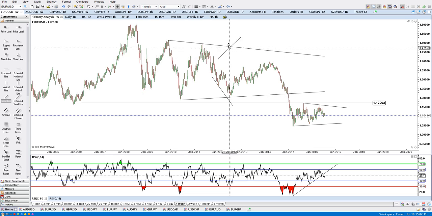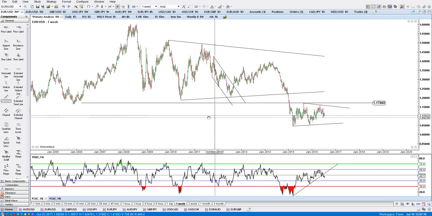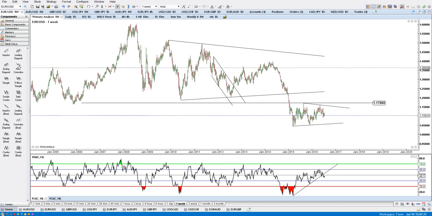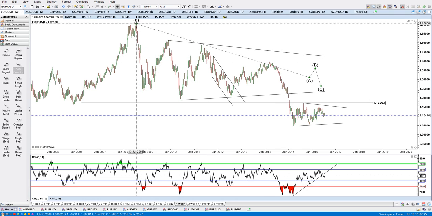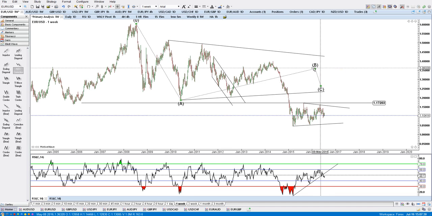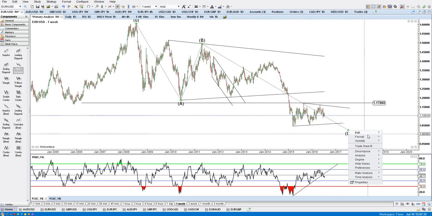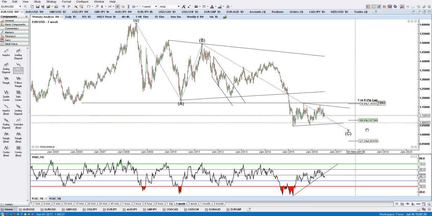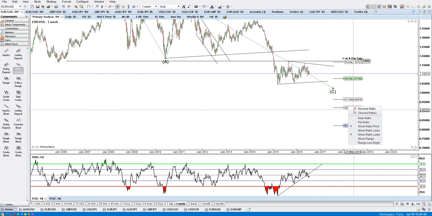Just slap a channel on there somehow. But if we just do the A, B, C here, then let's see, C equal A, it's already there. Next target down will be probably the 618 at 82.